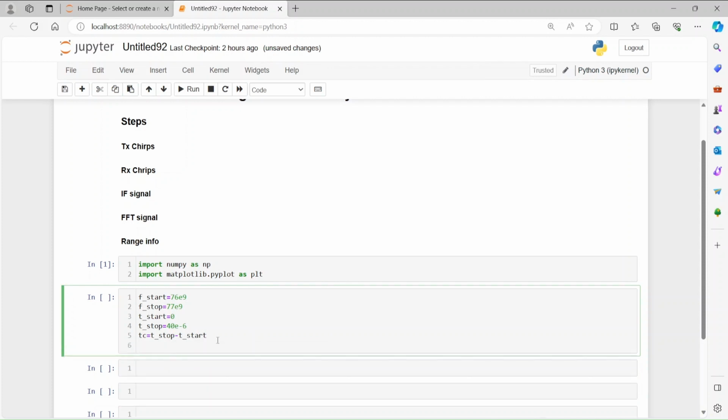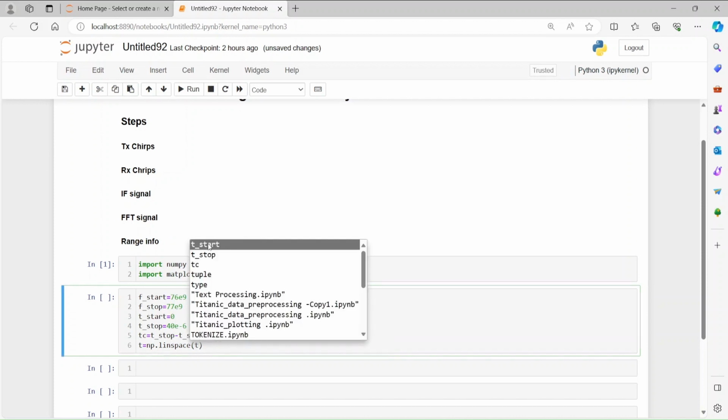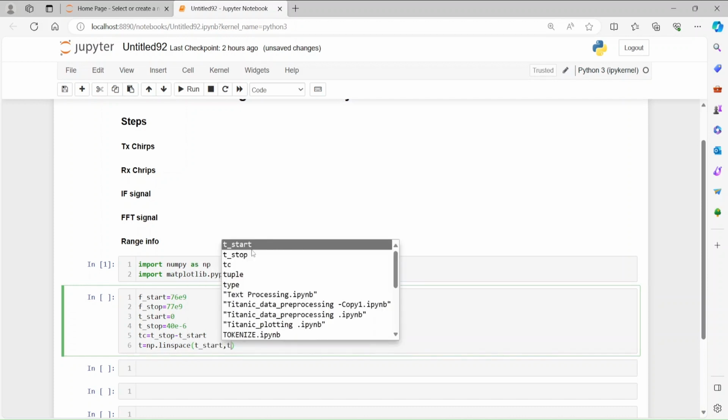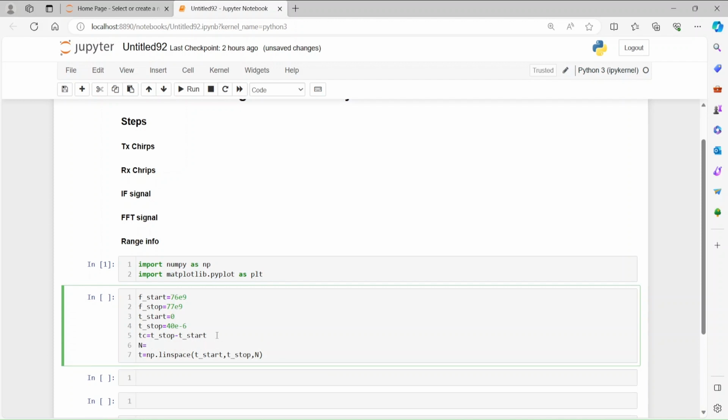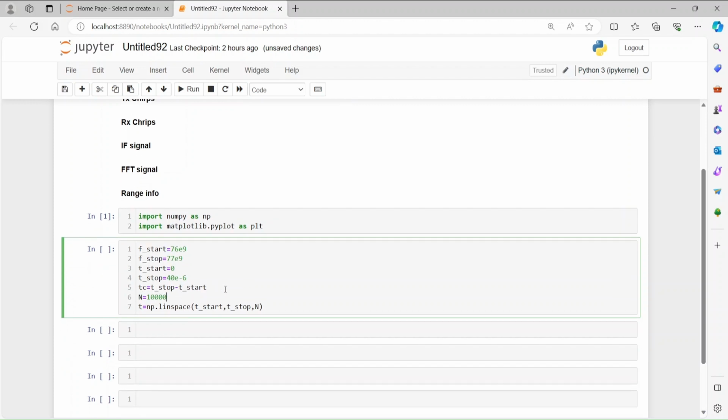So this is our total chirp time, and we also have to define our time vector. The time vector needs np.linspace, with the start time of the chirp generation, the stop time of the chirp generation, and how many samples we're taking. Let's say n is the number of samples, and define n here. Let's say we have 10,000. So these are our initial parameters.